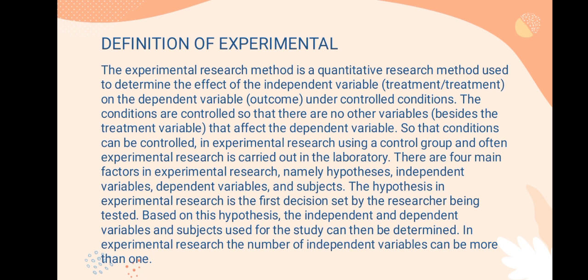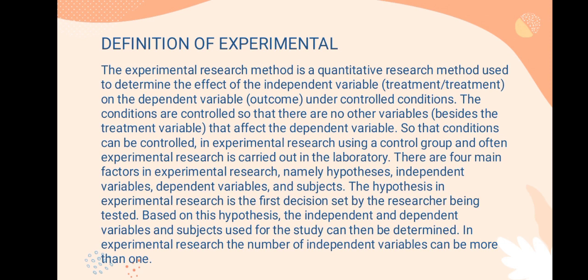The conditions can be controlled in experimental research using a control group, and experimental research is often carried out in the laboratory. There are four main factors in experimental research, namely hypothesis, independent variables, dependent variables, and subject. The hypothesis in experimental research is the first design set by the researcher to be tested. Based on this hypothesis, the independent and dependent variables and the subject used for the study can then be determined.